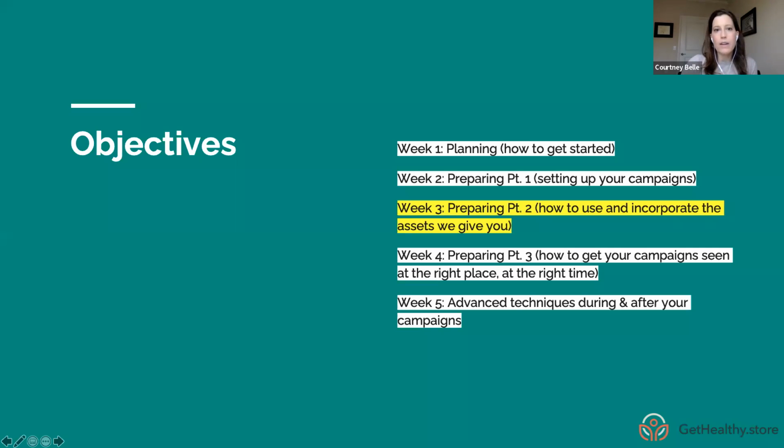So to review a little bit, we do have the previous sessions on YouTube if you want to watch them. Week 1, we talked about planning, just getting started, and how hard it is to get started sometimes, so giving you a few tips of getting out of the mud, if you will. Week 2, we talked about preparing and setting up your campaign, and getting assets and pictures and images, that sort of thing. And then this week, we're talking about how to incorporate what we've given you.